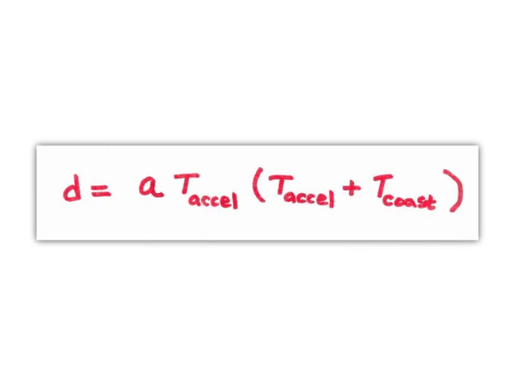We will assume for this problem that the desired distance to be traveled d will be specified, as well as the acceleration and deceleration rates a. Therefore, this equation gives a constraint on the values of txl and tcoast that may be used.